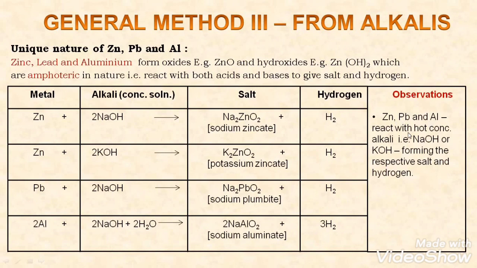Zinc, lead and aluminium react with hot concentrated alkali, that is sodium hydroxide or potassium hydroxide, forming the respective salt and hydrogen. Very important. You may also get a question to name the gas evolved, where you'll be given one of these three amphoteric metals with either sodium hydroxide or potassium hydroxide. The minute you see these three metals with sodium hydroxide or potassium hydroxide, the gas that is liberated, you should know, is hydrogen. So practice the equations, write them down, learn them well. Very important these are.